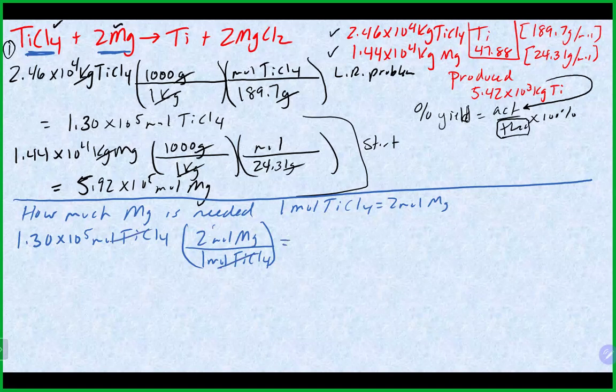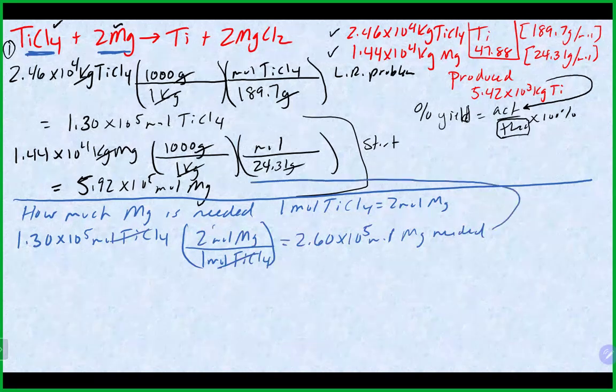And that will tell me here that I need 1.3 times 10 to the 5 times 2. I need about 2.6 times 10 to the fifth moles of magnesium in this case. Again, I'm going to compare that to how many moles of magnesium I started with. In this case I need 2.6, and I got 5.92. So again, here I do have enough. That would mean that the magnesium is my excess reagent, and the TiCl4 would be my limiting reagent. Any questions on that there?